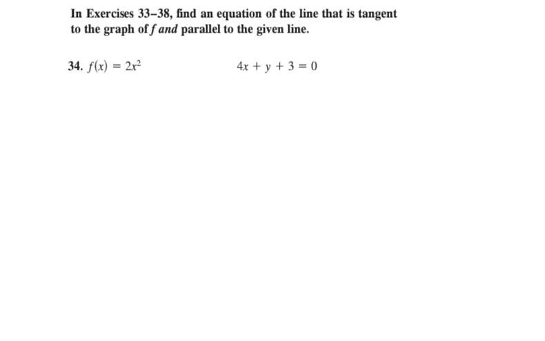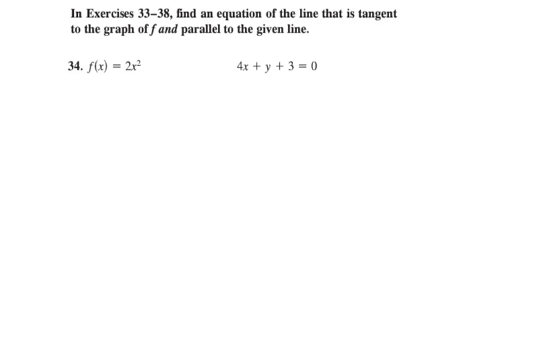In problem 34, we want to find an equation of a line that's tangent to the graph of f, in this case 2x squared, and it's also parallel to a given line, and the line is 4x plus y plus 3. So we're going to take a look at this on the calculator first and then see what it is that we're looking for. And I want to graph both of those equations there.